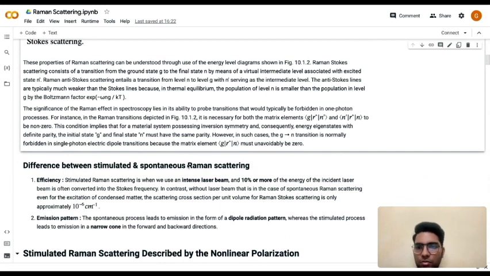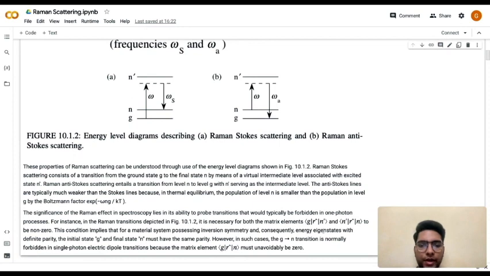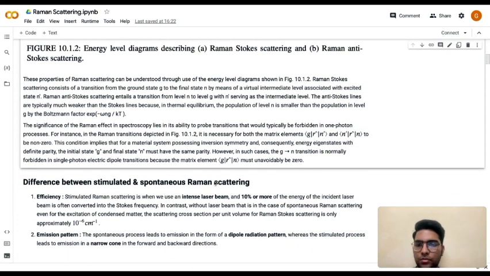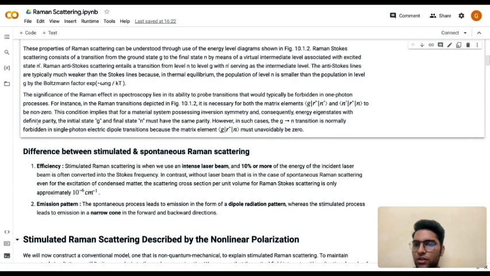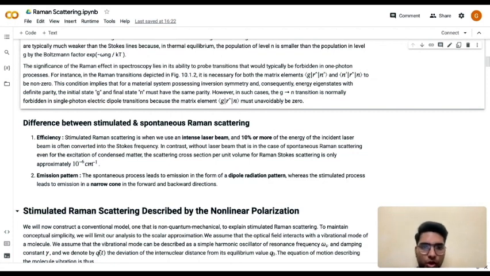The significance of the Raman effect in spectroscopy lies in its ability to probe transitions that would typically be forbidden in a one-photon process. For instance, in this figure, for a Raman transition it is necessary for both of these matrix elements to be non-zero, and this condition implies a material system possessing inversion symmetry and, consequently, energy eigenstates with definite parity. The initial state G and n must have the same parity. However, in some cases, the transition from G to n is normally forbidden in a single photon electric dipole transition because this element must be zero.